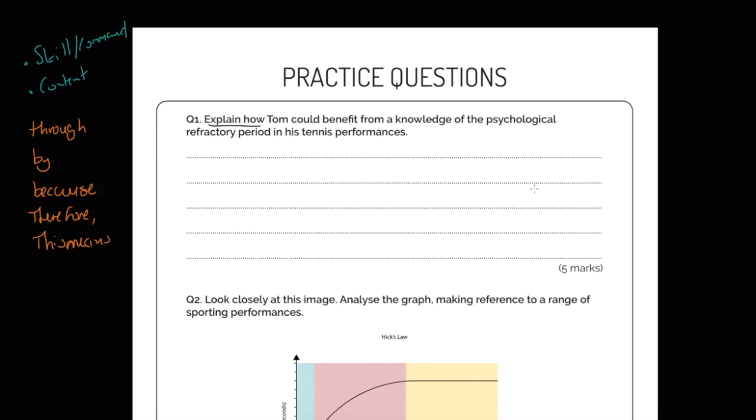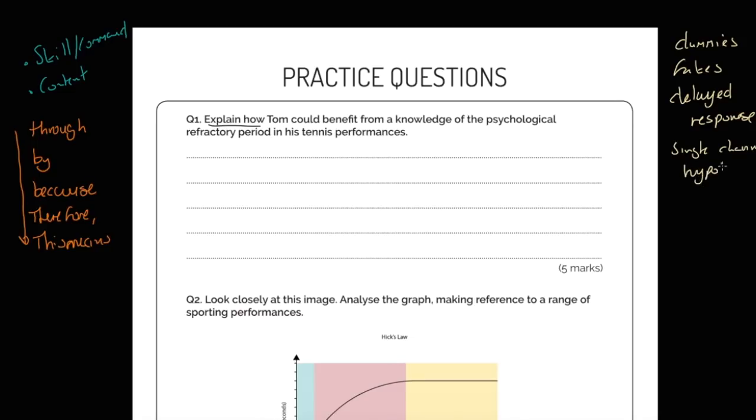This means type language. Okay, so this is the kind of connective language that you guys are going to be using. What we're looking to explain how about is how could Tom, he's our tennis player of course, benefit from a knowledge of the PRP in his tennis performances? So in terms of content, we are talking about dummies. We are talking about fakes. We are talking about delayed response, and we are talking about the single channel hypothesis.